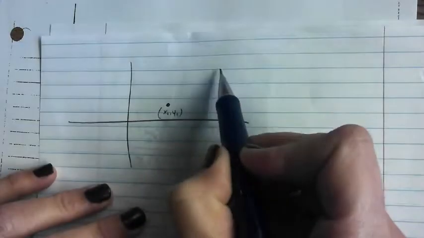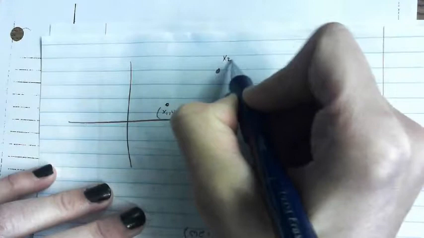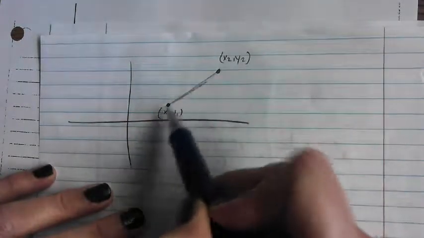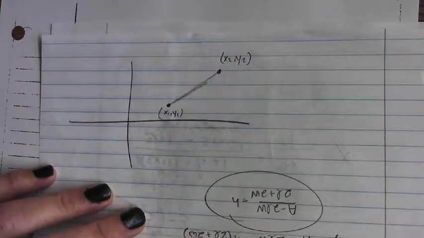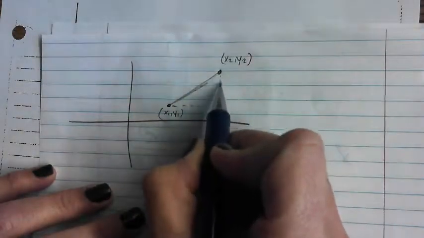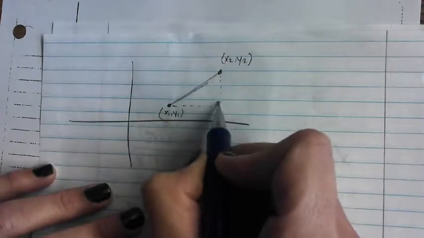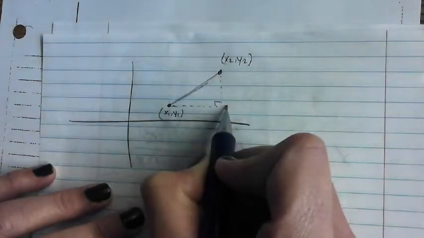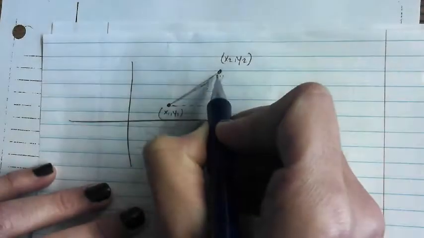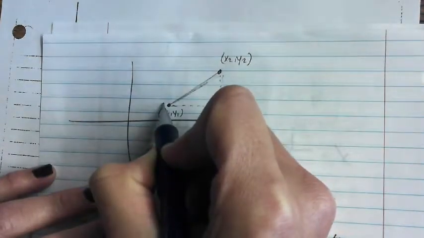I have x1, y1. That can be that coordinate. And I want to find the distance between that and another point, x2, y2. I'm essentially looking for how long this piece is, right? Pythagorean theorem, exactly. So if you created a right triangle from that, this side squared plus this side squared would have to equal your distance squared, right?